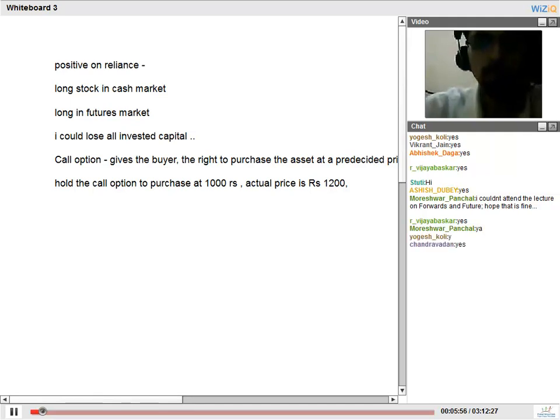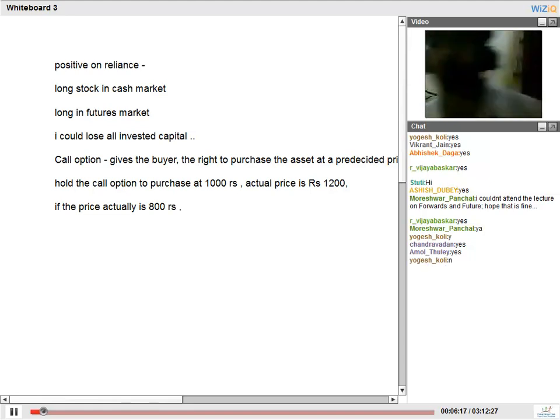Yes, because the market price is 1,200 and the stock has moved up. So I can purchase at 1,000 and sell it in the market at 1,200. So I will make a 200 rupee or $200 profit. If the price actually is 800 rupees, will I exercise the option?